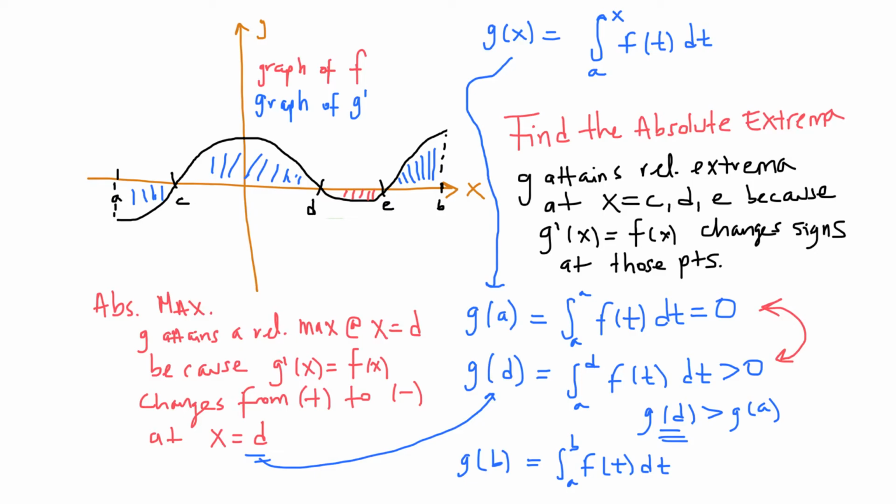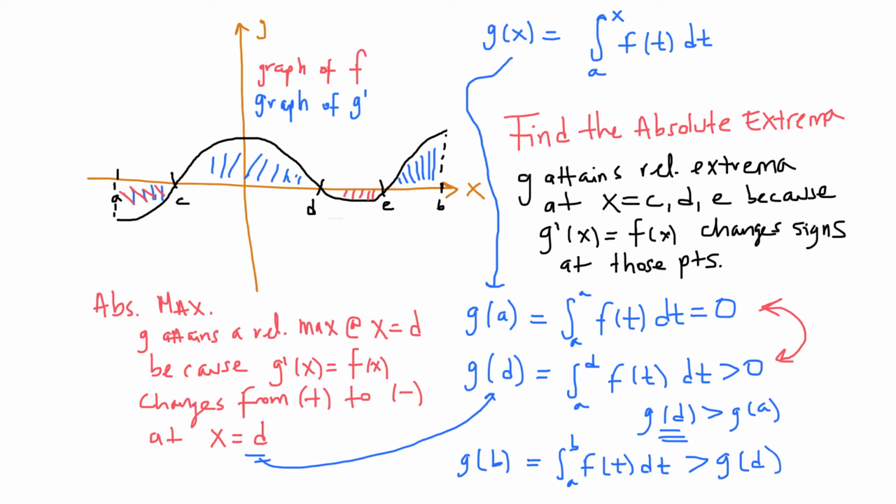Although remember, from A to D, we lost this area here. This was a negative number here. But then if I keep going all the way to B, I'm going to lose a little bit more area. But then I'm going to gain more than I lost from D to E. So then what can we say about g of b? We can say this integral is greater than g of d. Do you follow my reasoning?